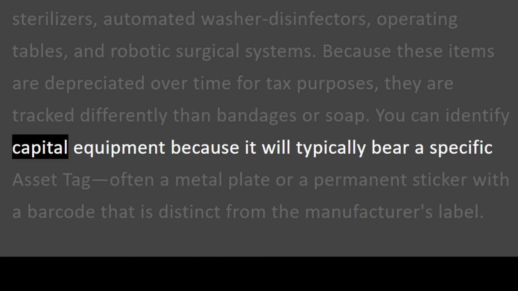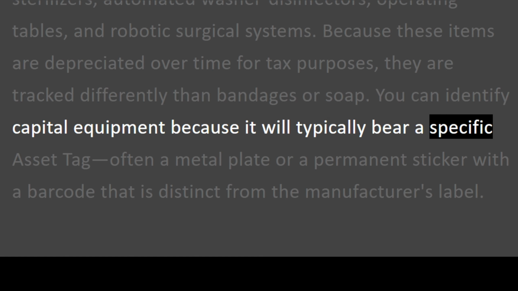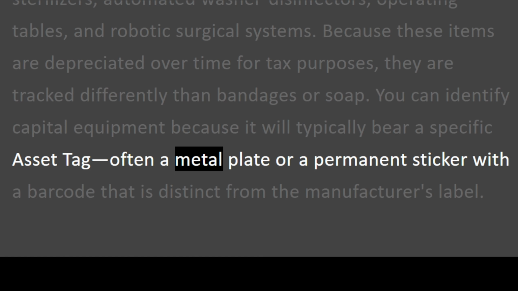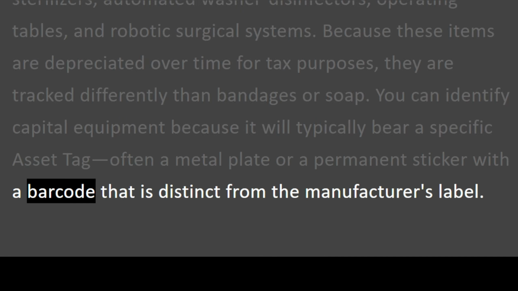You can identify capital equipment because it will typically bear a specific asset tag, often a metal plate or a permanent sticker with a barcode that is distinct from the manufacturer's label.